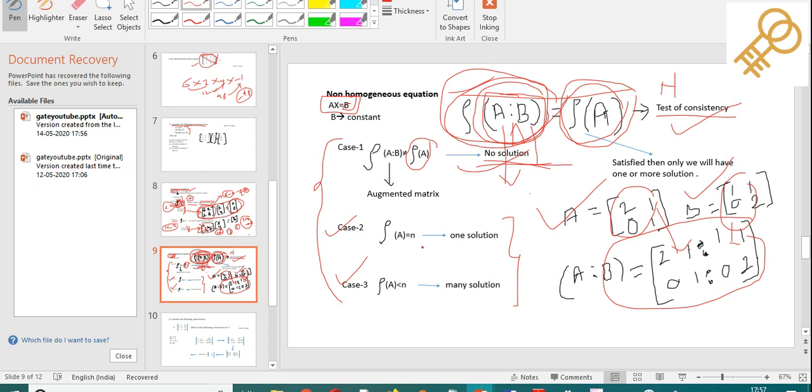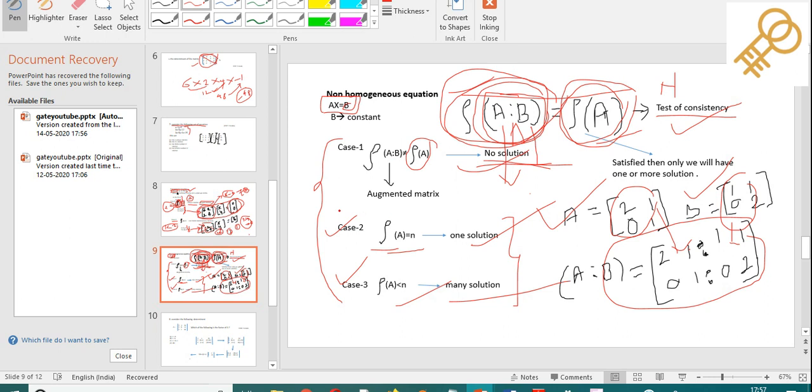Moving towards case 2, if the test of consistency is satisfied, then you have to check whether the rank of matrix A is less than or equal to n. If the rank equals n, then you will get one solution. If the rank is less than n, in that case you will have many solutions, right?